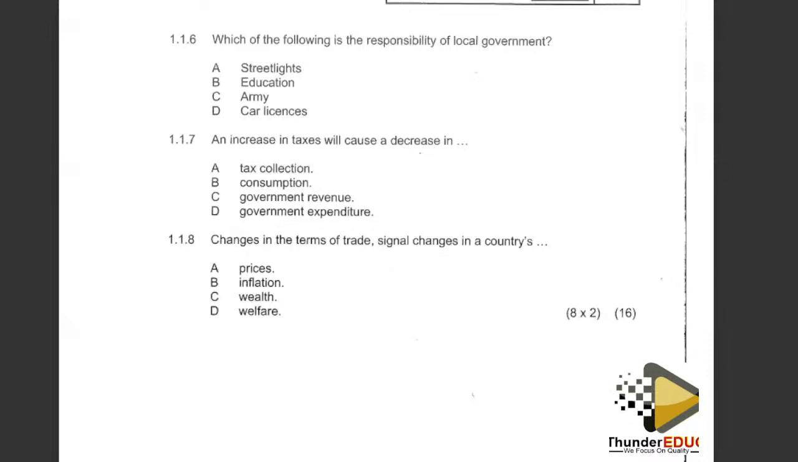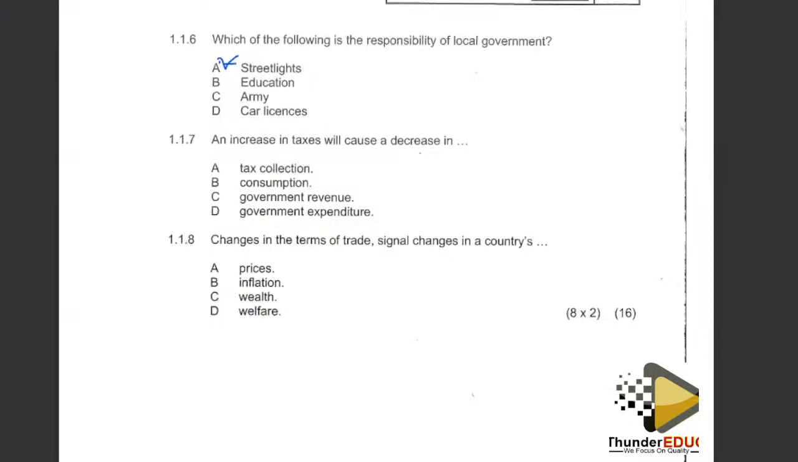Okay, right. So now, grade 12s, let's check the options given. The first option given is street lights. That one is the correct one. Then we have education. Education is far. And then we have army. Army is far. Then we have car license. Car license is far. So in this regard, our correct answer is going to be A.